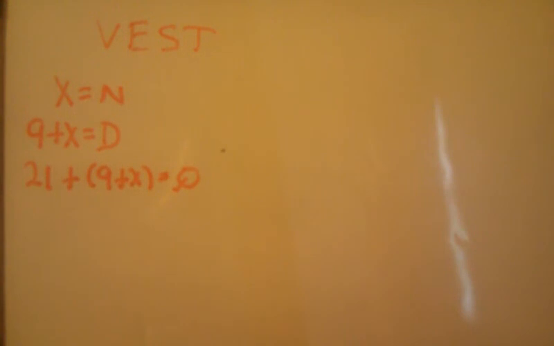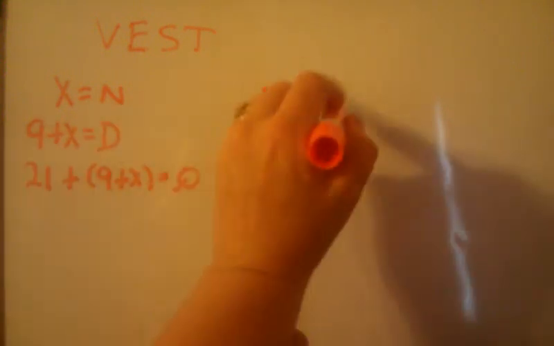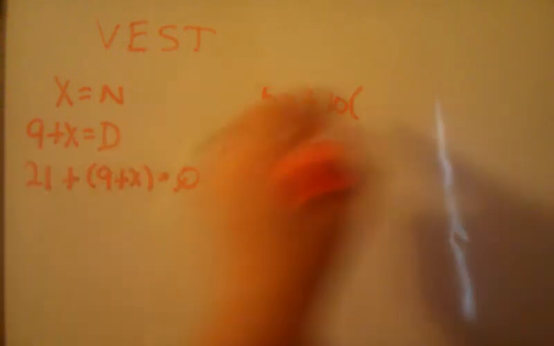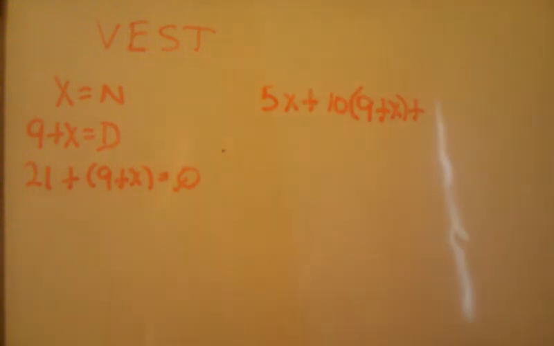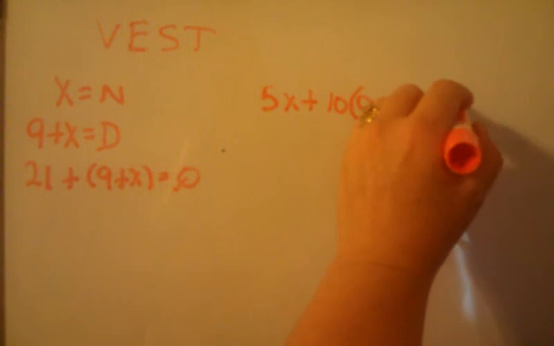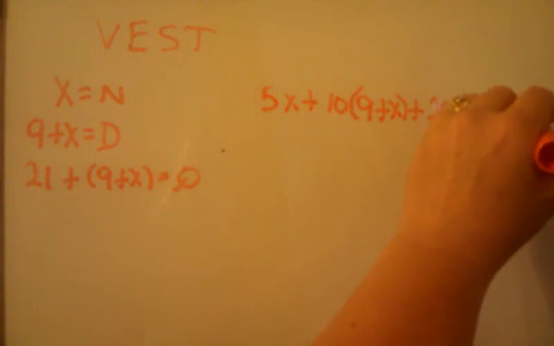How did we do? Did you get that far? Or did you get stuck already? Okay, now what is my equation? My equation says that these equal $10. Okay? How much is a nickel? A nickel is 5 cents, so I have to take 5 times however many nickels there are, which is x, plus dimes are 10 cents, so I need 10 times however many dimes there are, 9 plus x, and I need 25 times however many quarters there are, which is 21 plus 9 plus x.